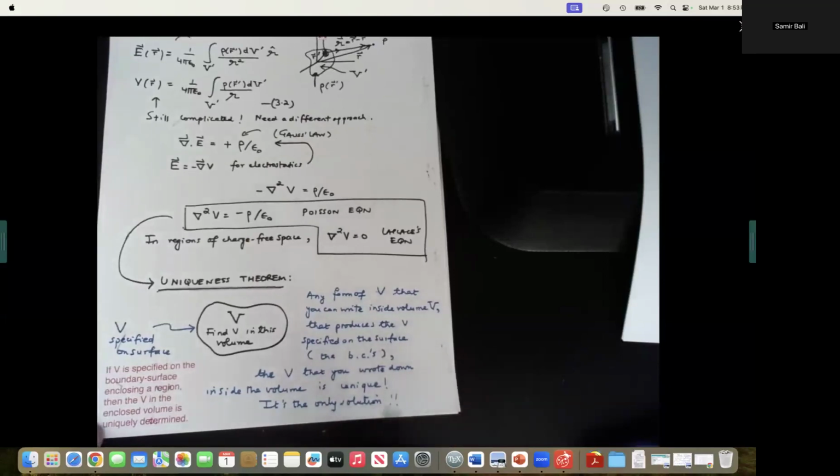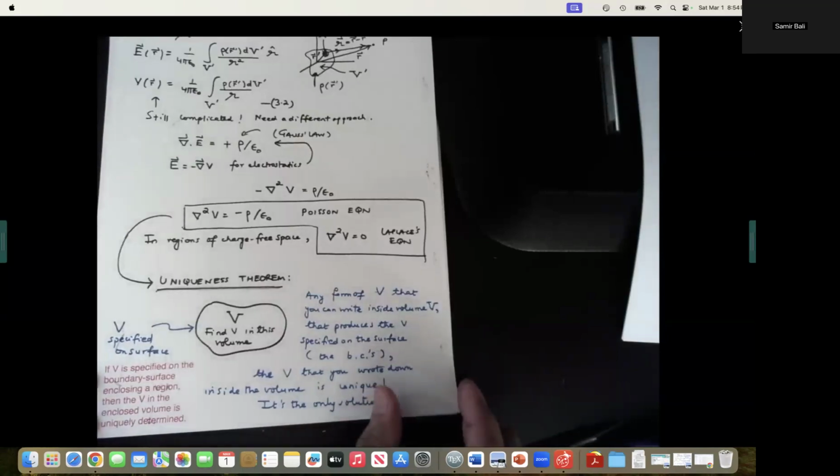Okay. And so all I have to do is guess, just find a way of finding the simplest form of the potential inside this volume that recreates the potential that is given to me on the surface, that respects the potential on the boundary surface. And then whatever form I have guessed is the solution because it's unique.